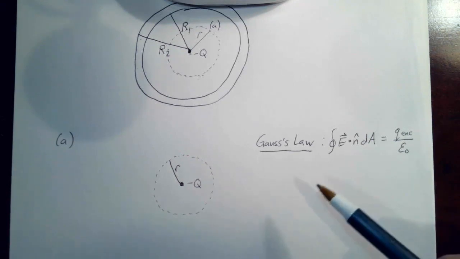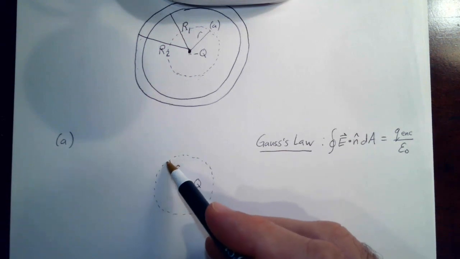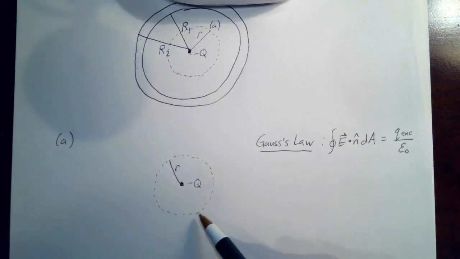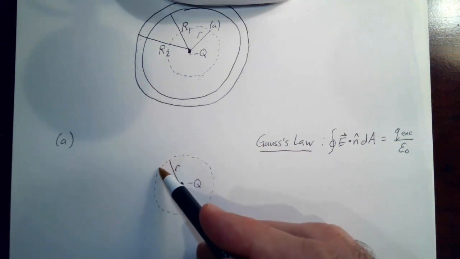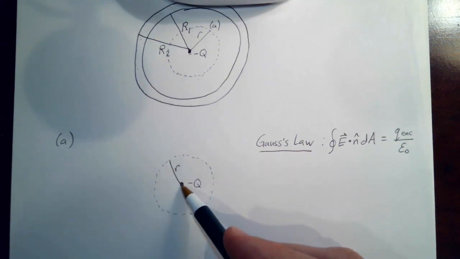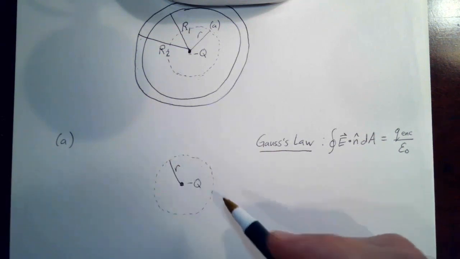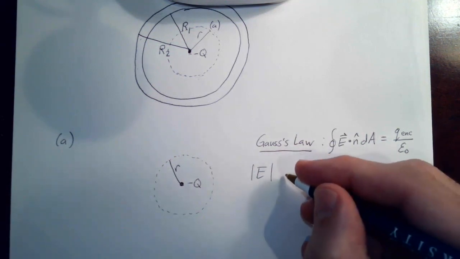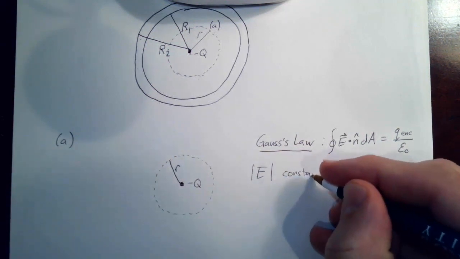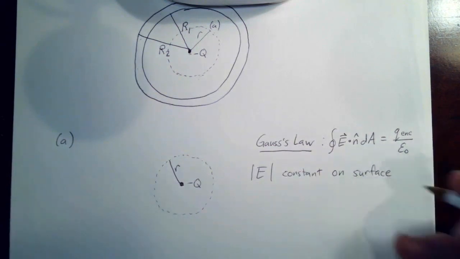So there's a couple of arguments we're going to make from symmetry here. One is that the electric field must be the same everywhere on this surface. And the reason for that is because every point on this surface is the same distance from the charge. So all of these points are equally distant from the charge. Therefore, E, the electric field, at least its magnitude, is a constant everywhere on the surface. That's going to simplify the integral later.